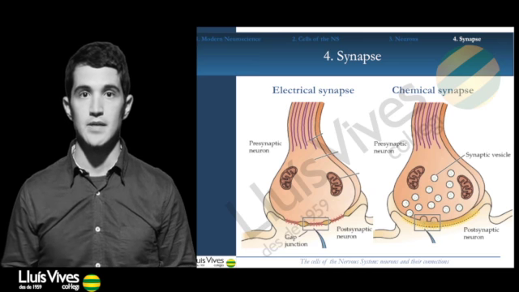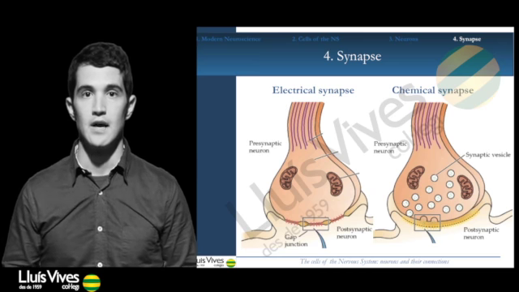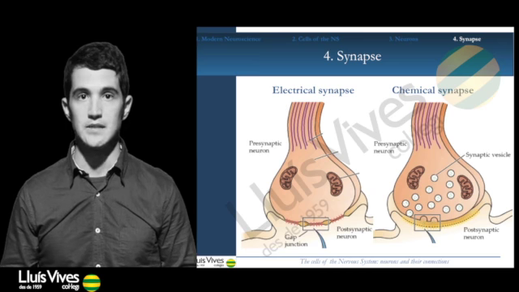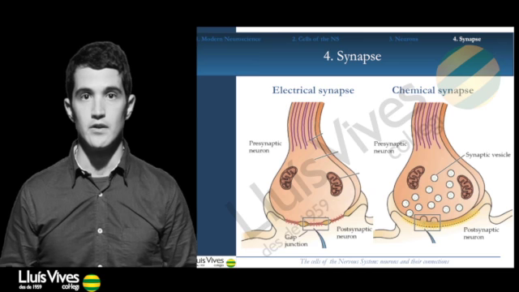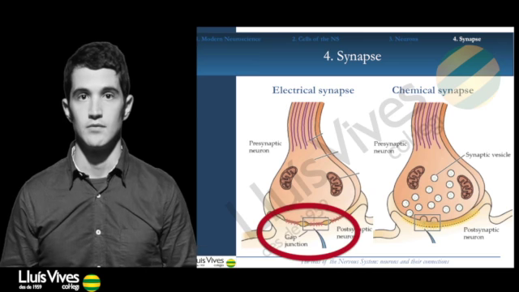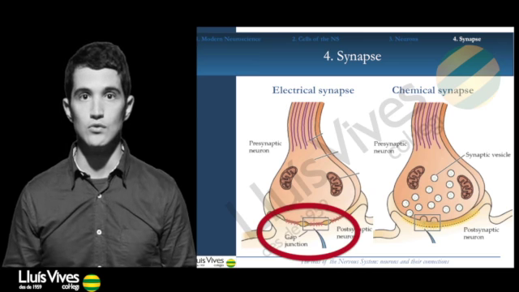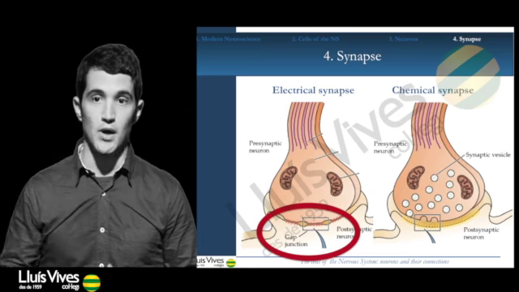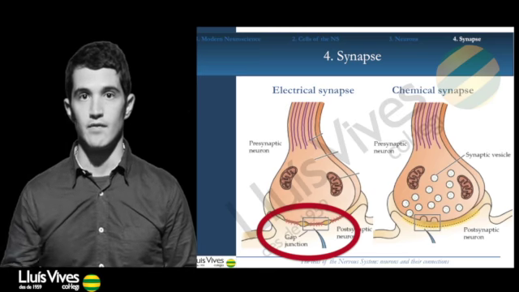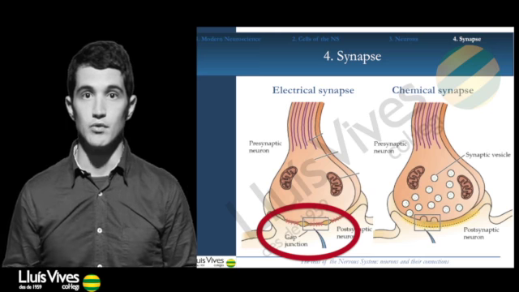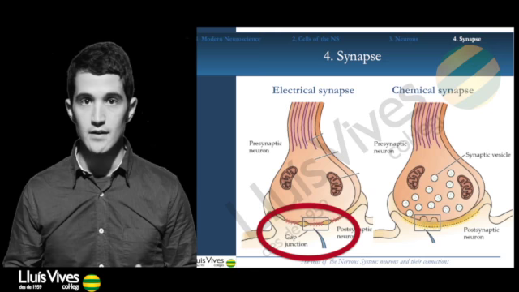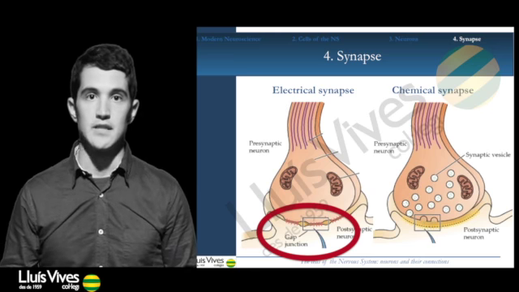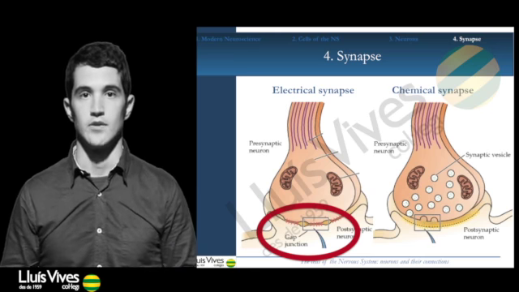In the electrical synapse, the two neurons are very close. That means they are almost in contact, and between the first and the second neuron there is a gap junction. This gap junction allows the nerve impulse, the electrical nerve impulse, to pass from the presynaptic neuron to the postsynaptic neuron, thus passing the message from the first neuron to the second neuron.